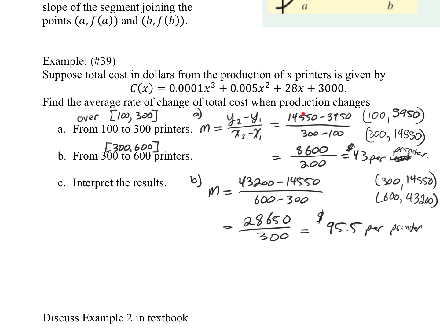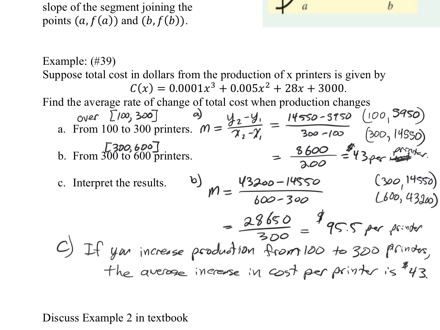We computed the cost of making 300 printers, subtracted the cost of making 100 printers, so this is an increase in cost, and then we don't divide it by the total number, we divide it by how many we have just increased by. So it's the increase in cost divided by the increased number of printers. So 43 is the average increase in cost per printer if we increase our production from 100 to 300. Another way of saying that is that if I increase production from 100 to 300 printers, then my average increase in cost per printer is $43.